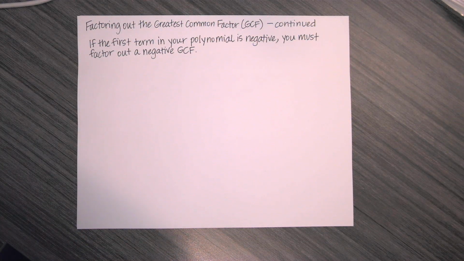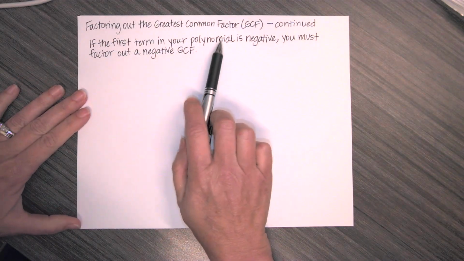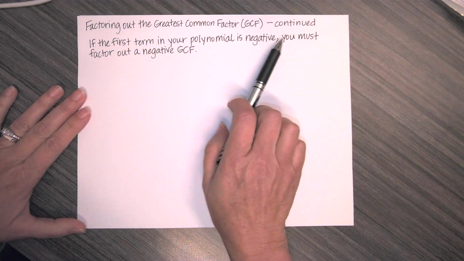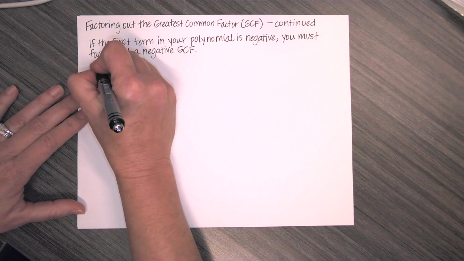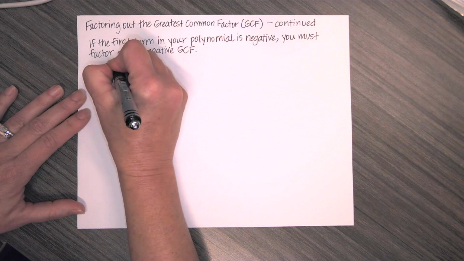There are a couple more things I want to point out to look out for when we're factoring out the greatest common factor. The first is if the first term in your polynomial is negative, then you need to factor out a negative greatest common factor. Let me show you an example of this.